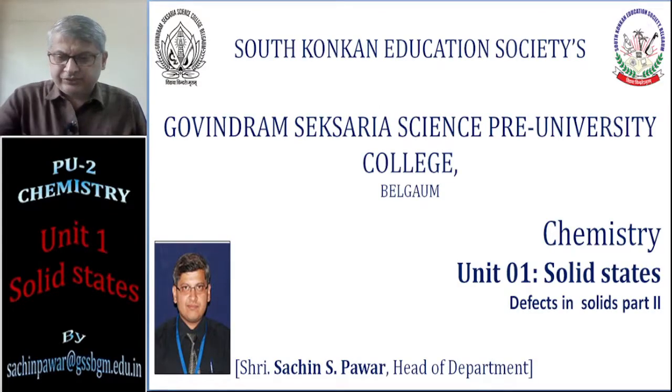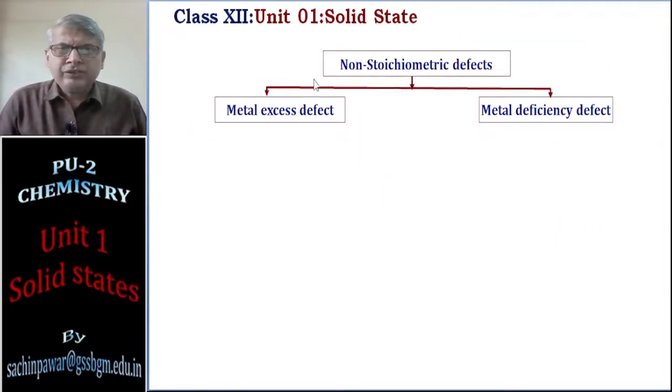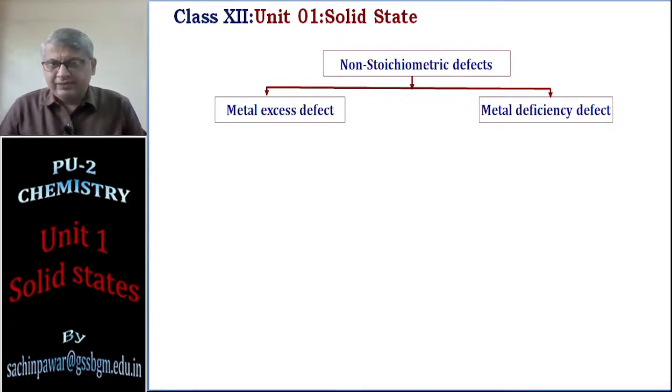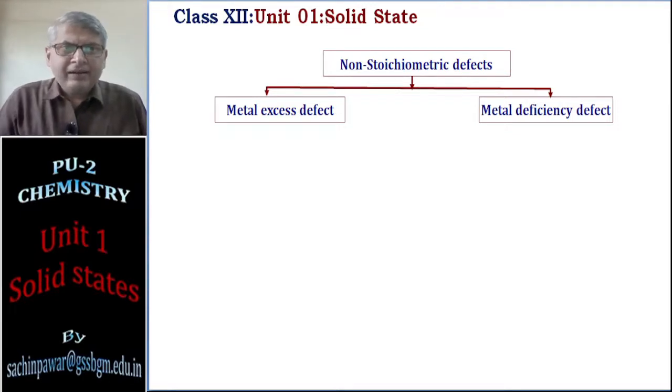Non-stoichiometric defects are mainly of two types. One is called metal excess defect, and the second one is called metal deficiency defect.